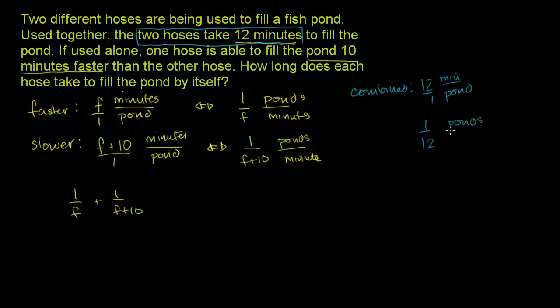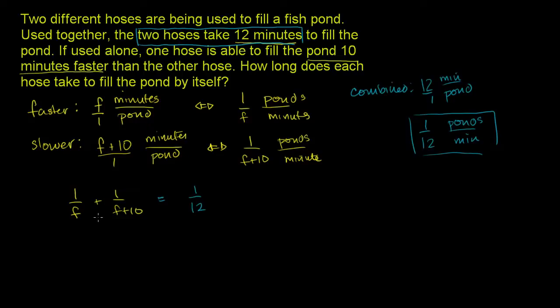ponds per minute. In 1 minute, combined, they'll fill 1/12 of a pond, which makes complete sense because it takes them 12 minutes to fill the whole thing. So in 1 minute, they'll only do 1/12 of it. So this is their combined rate in ponds per minute. This is also their combined rate in ponds per minute. So this is going to be equal to 1 over 12. And now we just have to solve for f, and then f plus 10 is going to be how long it takes the slower hose.